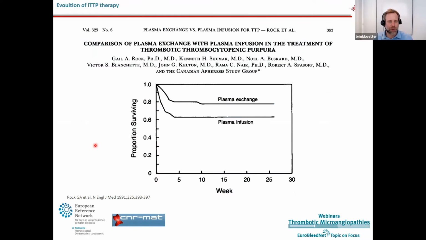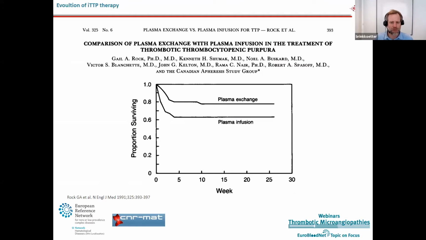With respect to plasma separation, in 1991, Gail Rock from Canada published her landmark study in the New England Journal of Medicine comparing plasma exchange to plasma infusions in patients with TTP. In detail, the authors included 102 patients with thrombotic thrombocytopenic purpura. The patients were randomly assigned to receive either plasma exchange or plasma infusions.